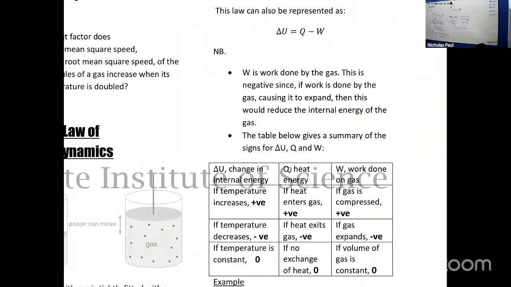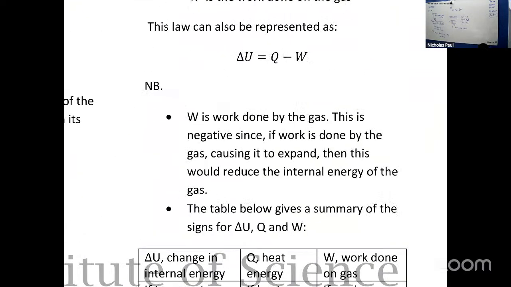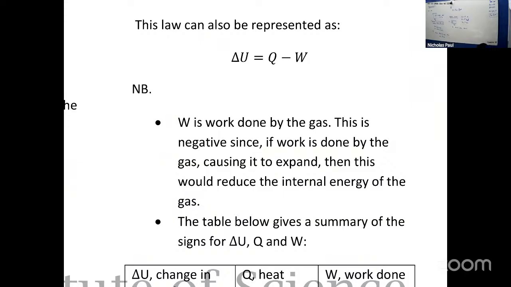Right, so there's something I want to point out here. Here, we look at the notes. The law is delta U is equal to Q minus W. Right, we talked about that. It's only a minus when work is done by the gas. If the gas is doing work, it's going to lose internal energy. That's why it decreases, right?